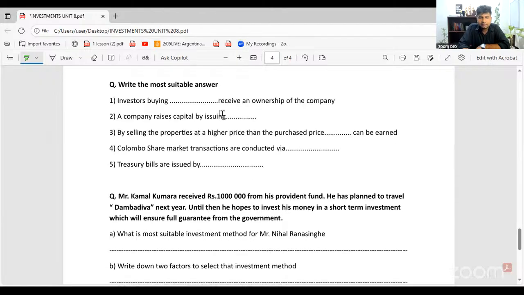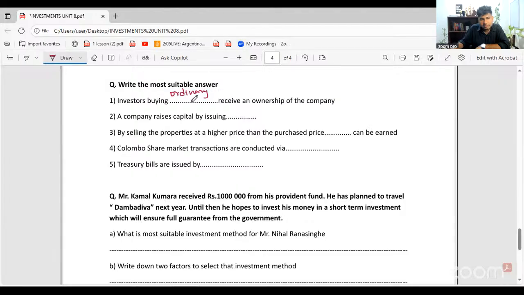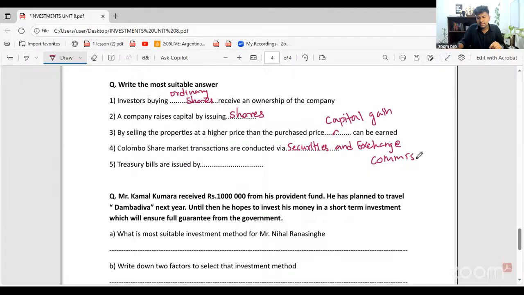Investors buying what? What you have to buy? Ordinary shares. Receive the ownership of the company. How a company get the money? By issuing shares. By selling the properties at a higher price than the purchase price, what you can get? You can get capital gain. Right? Colombo share market transactions are conducted via what? I told you, right? Securities and Exchange Commission.